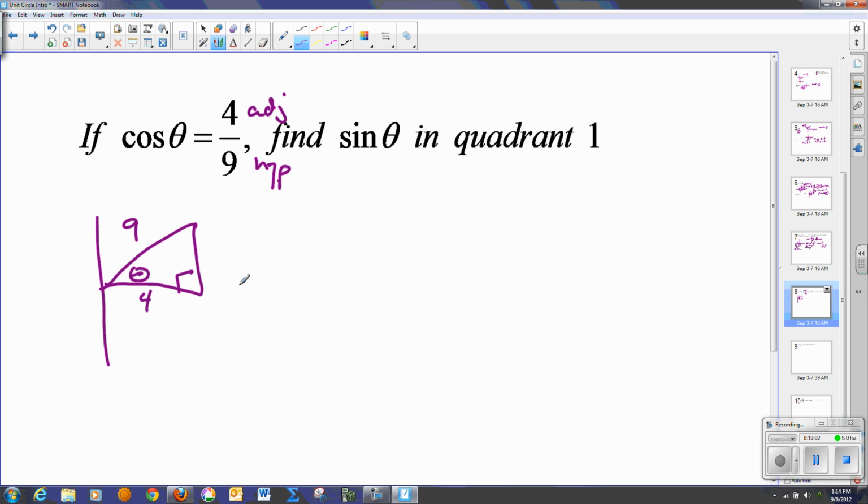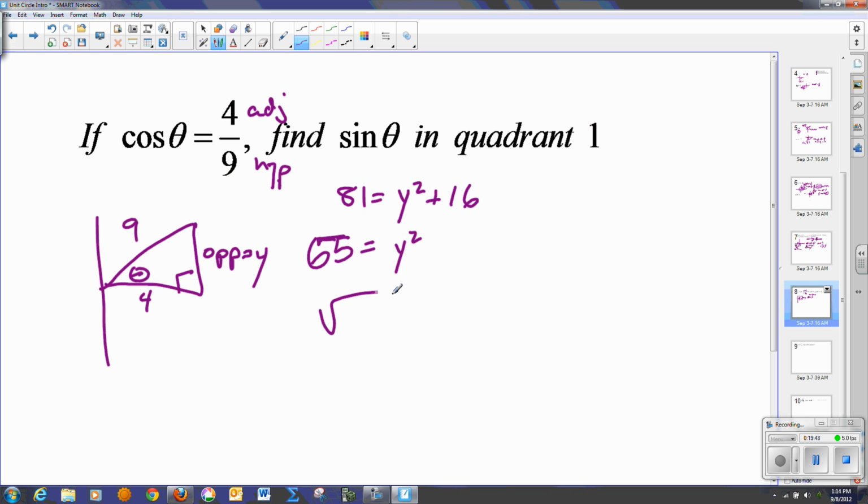I need to find the sine, which means I need the opposite, or in this case the y value over the hypotenuse. Again, I'm going to use this concept of Pythagorean to find my opposite side. I have 81 equals the y term squared plus the x term squared, which in this case is 16. And if I take 81 and subtract 16 from that, I'm going to get 65, so y is the square root of 65.